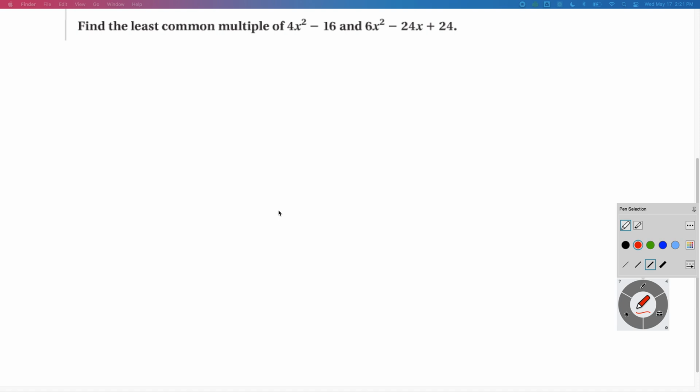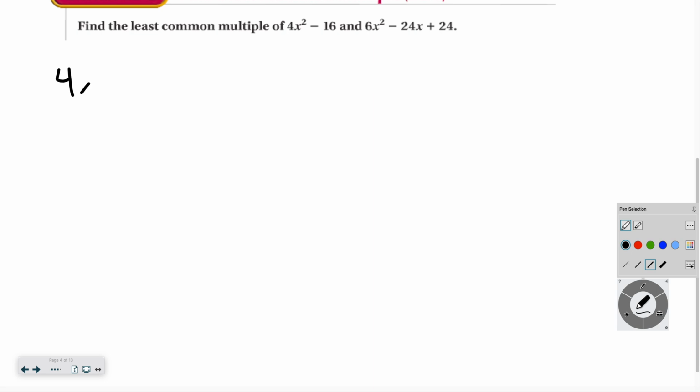More practice with finding least common multiples, because as we move forward, we're going to have to create common denominators with these fractions. In order to do that, we need to factor and then find the least common multiple of the denominators so we can create common denominators. So we're going to take individually both of these. We've got 4x squared minus 16. And then we also have a 6x squared minus 24x plus 24.